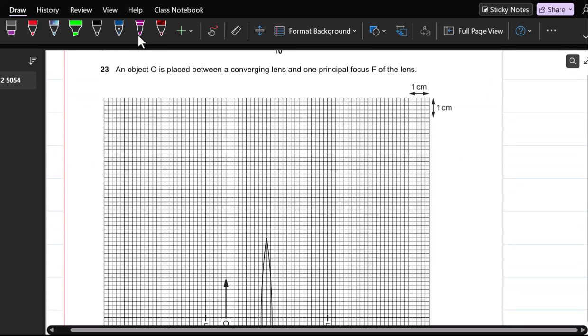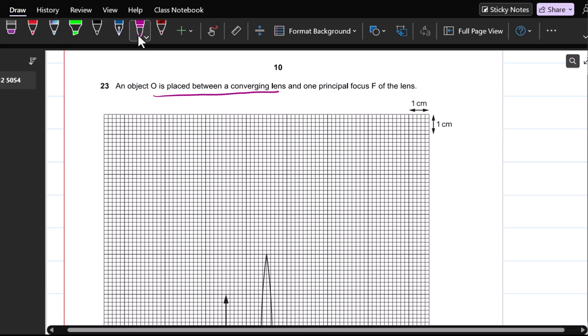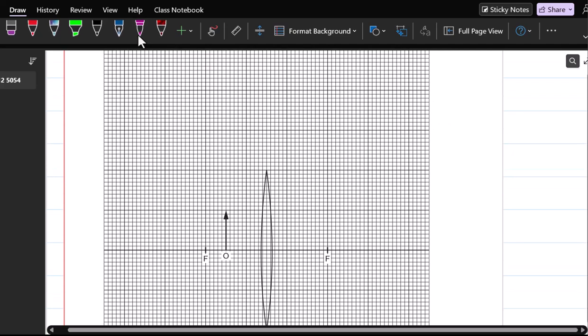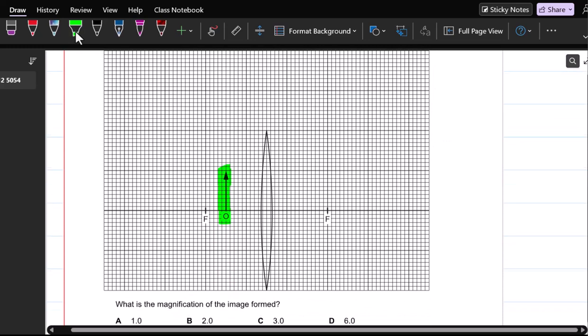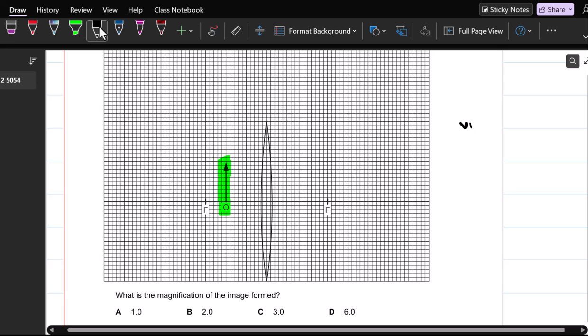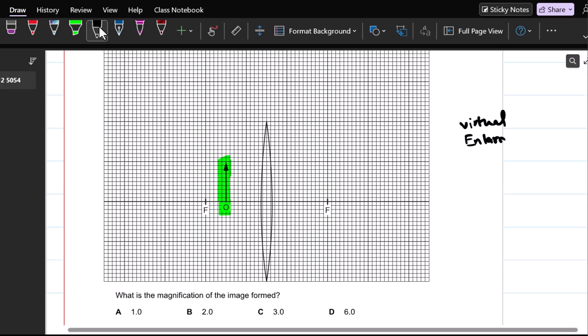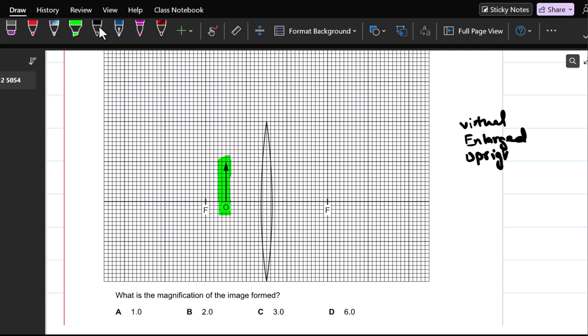So moving to this question, an object is placed between the converging lens and one principal focus. You can see this is the object. Okay, so its image is going to be virtual. The characteristics are that the image will be virtual and enlarged, magnified you can say, and the image will be upright. So you should remember these characteristics: when the object is placed between F and the center, and what are the characteristics of the image when it is on F?